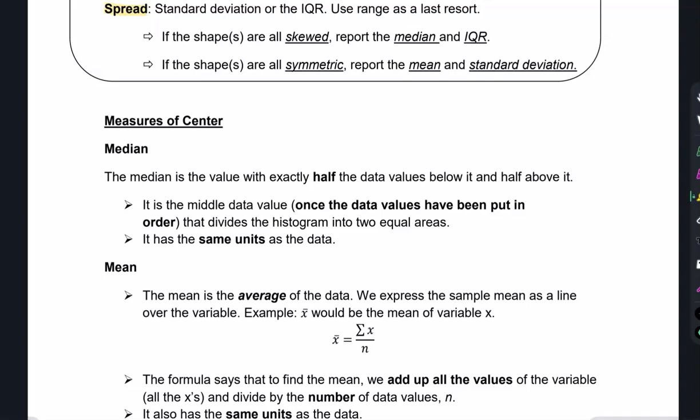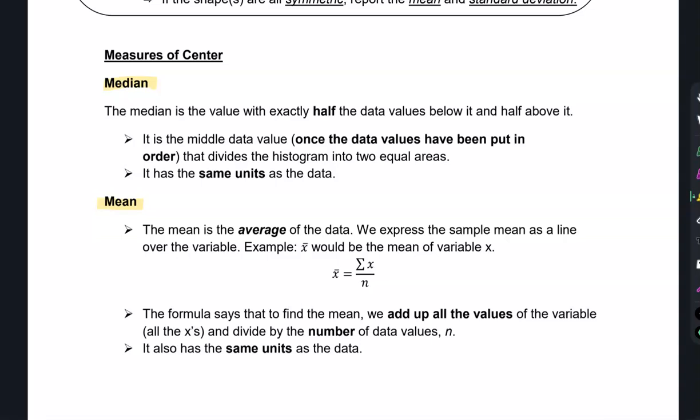So for our measures of center, the most common are median and mean. Mode, we don't typically use for this class. It is technically a measure of center, but we don't really focus on mode very much. Okay, so the median is, if you remember, the exact halfway point with exactly half of the data values below and half of the data values above it. Your data points need to be put in order if you're doing this by hand. And it divides your histogram or your box plot or dot plot or stem plot or whatever into 2 equal areas. It has the same units as the data itself.